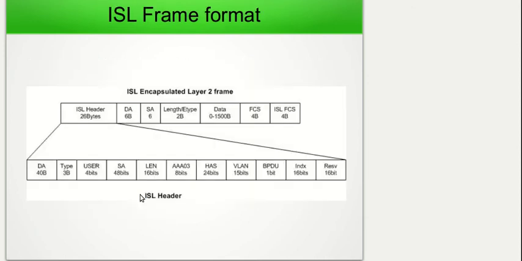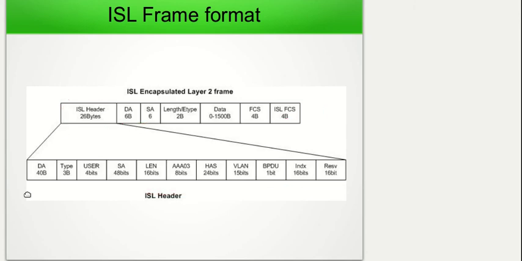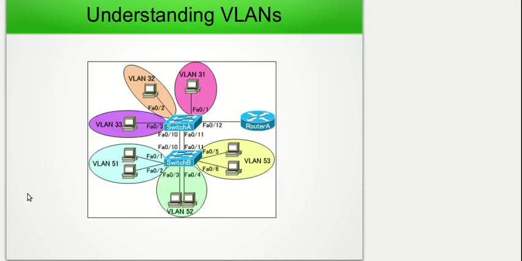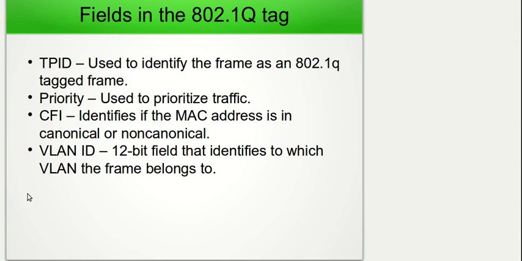And this is the frame format of an ISL header. So as we can see, this is our Ethernet header, and instead of inserting a small tag, we're encapsulating an Ethernet frame inside another header with the ISL header and the ISL FCS. These are the fields in the ISL header. There are many more fields than there are in the 802.1q tag, which again is why ISL is not preferred over 802.1q.